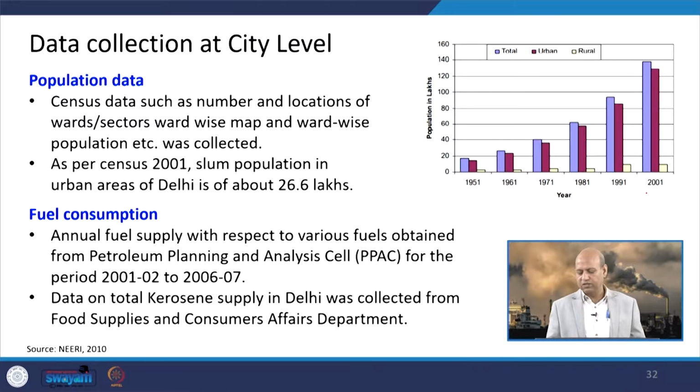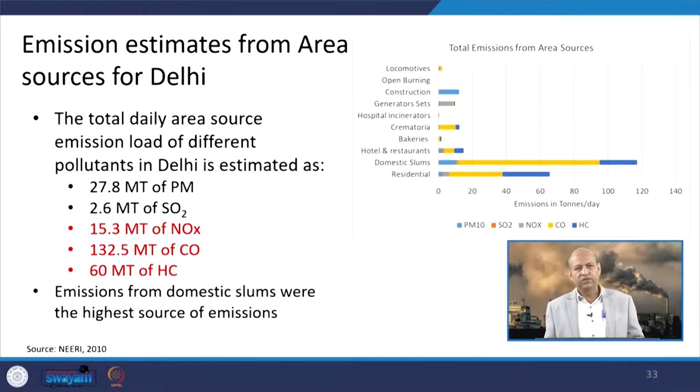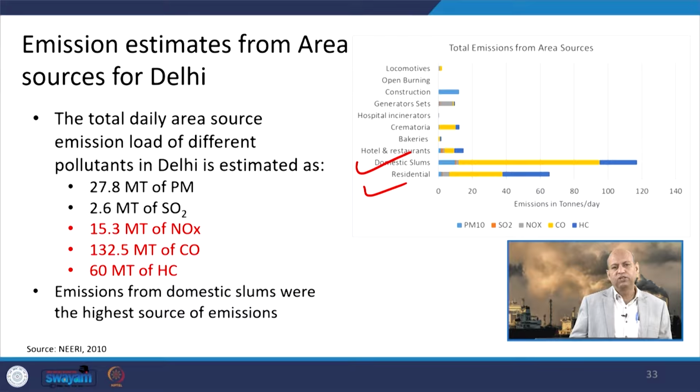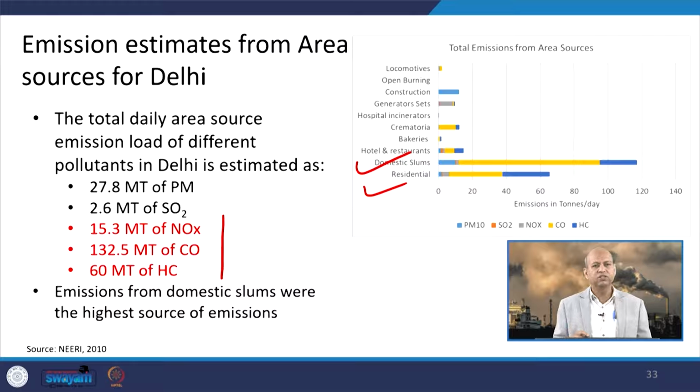So you can see this population in lakhs, and the slum population as well as urban population and rural population, those kinds of population data have been taken. So the emission estimates from area sources were taken from projections of those estimated values. It was seen that domestic slums were responsible for the maximum emissions of carbon monoxide and hydrocarbons, and the residential area was also responsible. So these two major areas were there for large amounts of emissions, and basically if you see these NOx emissions, CO emissions and hydrocarbon emissions, they are the dominating ones even in area sources.